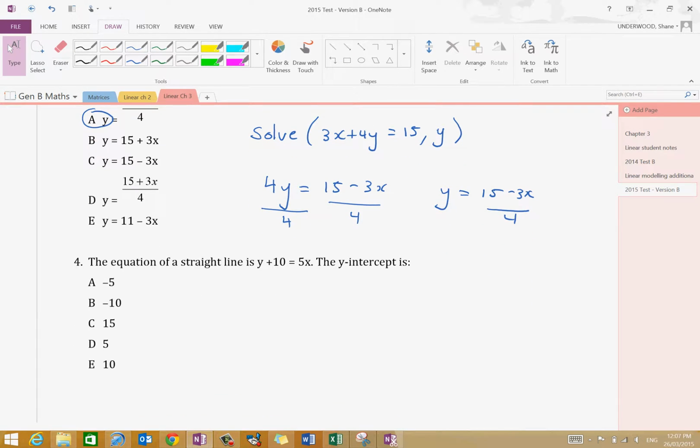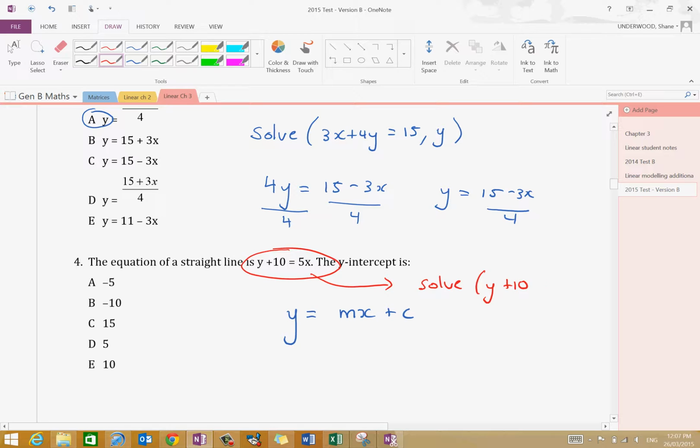Equation of the straight line: remember that the y-intercept is found when it's in this form here. It's not in this form at the moment. I could use solve, if you were really struggling, solve that comma y, but all that's going to do is subtract 10 from both sides. So what we've got is y is equal to 5x minus 10. Now it's in mx plus c form, c being the y-intercept. So the y-intercept is negative 10.